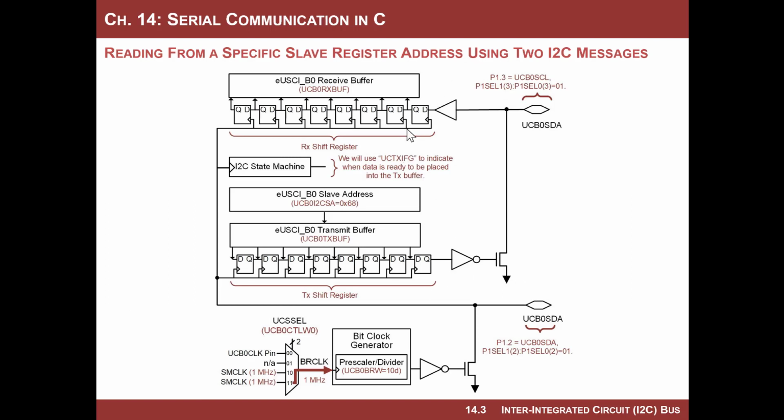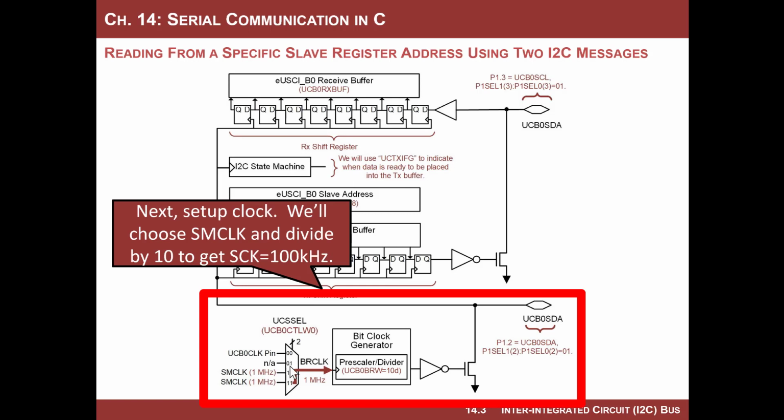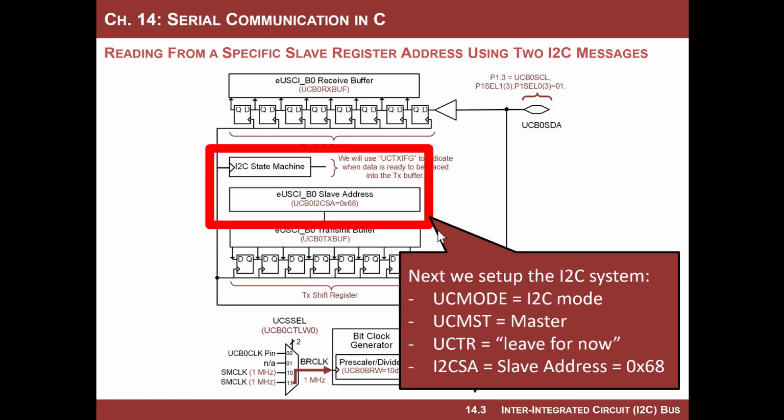Here is the I2C peripheral. As always, we're going to start by putting it into software reset so that we can set up its configuration bits. We're going to be the master, so let's go ahead and set a 100 kilohertz clock. So what we're going to have here is SMCLK at 1 megahertz, and then a prescaler of 10 to divide it down by 10 to get 100K. And then we'll set this up.